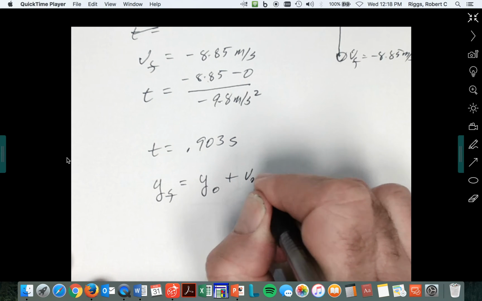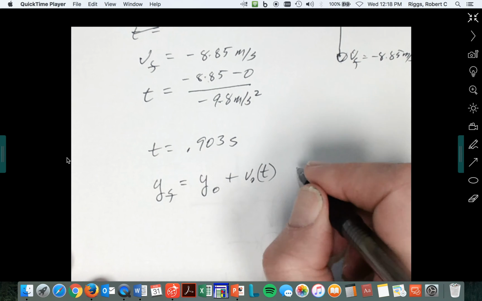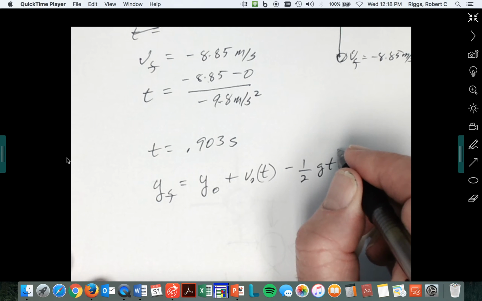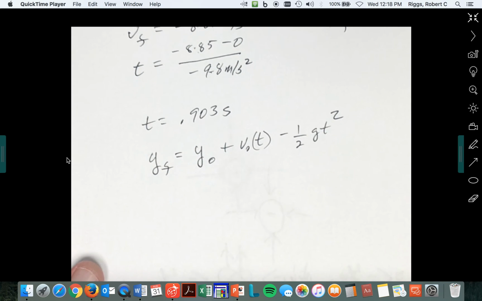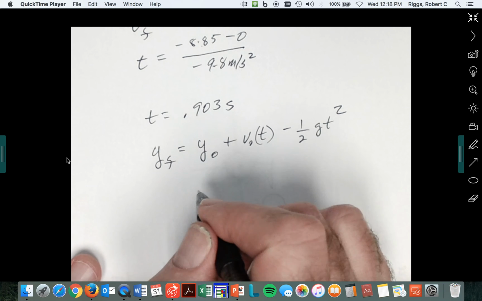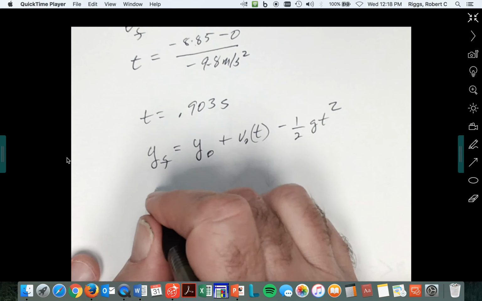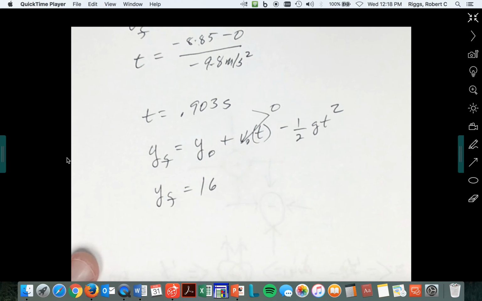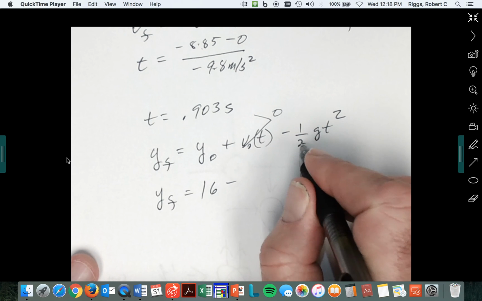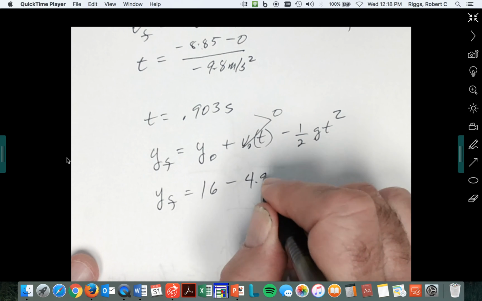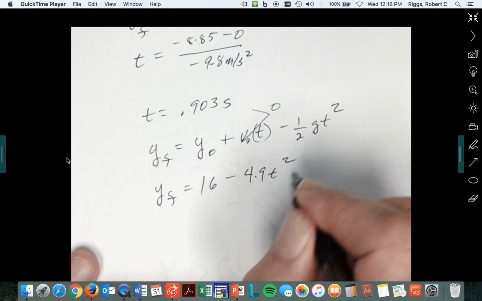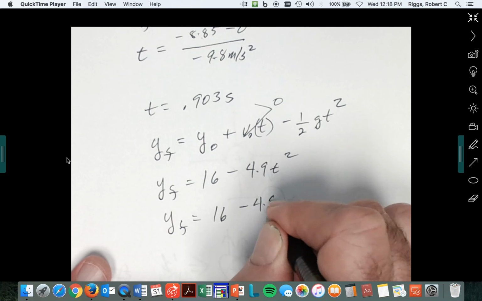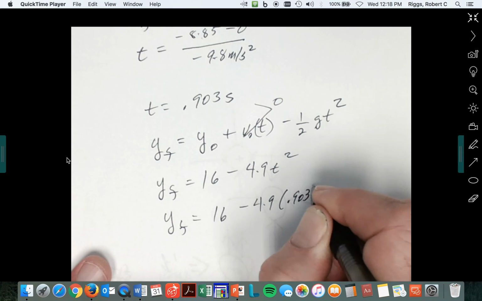plus v naught times t, where the initial velocity is 0, times t, minus 1/2 gt squared. Okay, so taking care of that. Now y final then is, y initial is at 16, so y final is equal to 16, this is 0, minus 1/2 of 9.8 is 4.9 t squared. So y final is equal to 16 minus 4.9 times 0.903 squared.